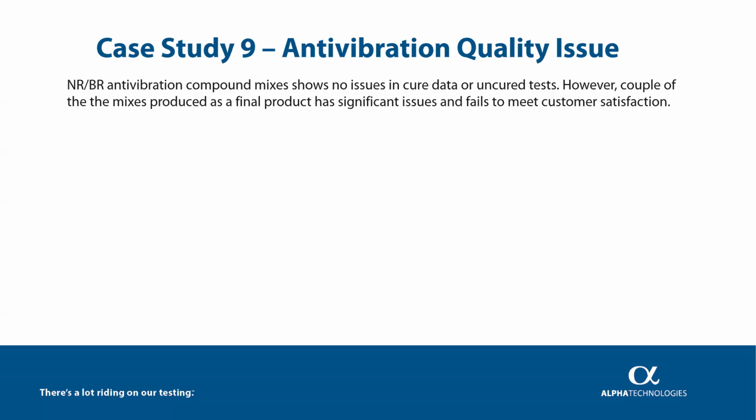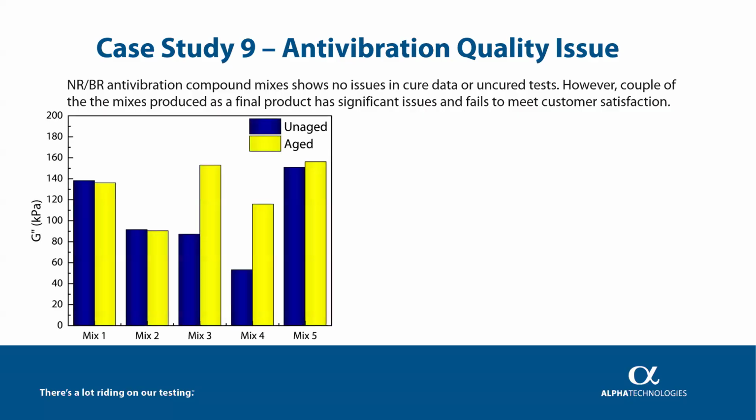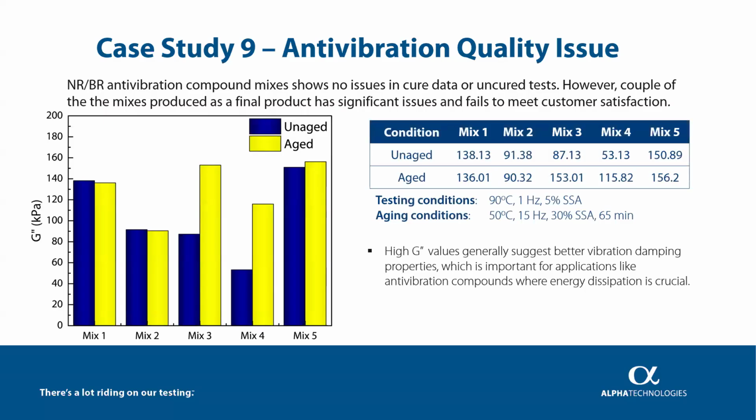To dig deeper, we performed an aging test using the Premier RPA. After the standard cure test, each mix underwent a multi-step aging protocol. First, conditioning at 90 degrees C, 1 Hz and 5% strain. Then aging at 30% strain, 15 Hz and a lower temperature for about 1 hour. Finally, returning to the initial condition to evaluate changes in G double prime, which is loss modulus, before and after aging.